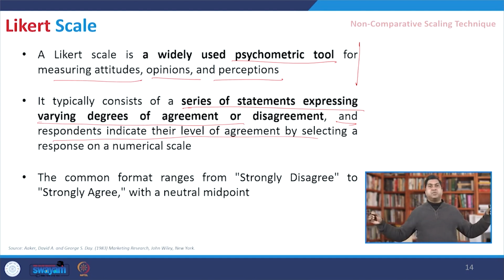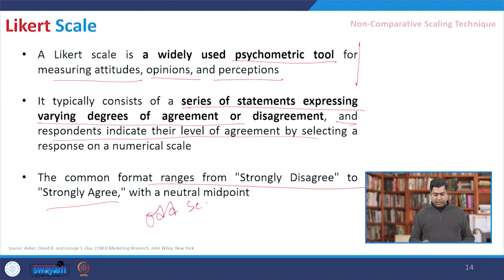You can increase it to 7-point, you can have those values, once you are very clear that there is a certain sort of in-between value that may exist. The common format ranges from strongly disagree to strongly agree with a neutral midpoint. In such cases it is basically an odd scale where you have a midpoint. So, for 1 to 5 the midpoint is in that case 3.